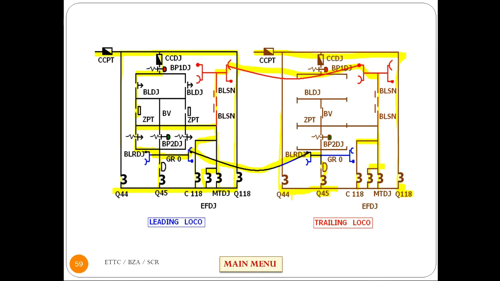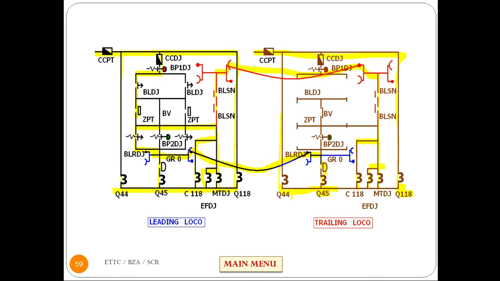Whenever you are pressing the BLRDJ, Q45 of the trailing loco is energizing at the same time when the leading loco Q45 is getting the supply. At the same time, trailing loco Q45 will energize and its NO interlock will close on trailing loco Q44. Whenever the interlock is closing on the Q44 branch, Q44 will energize through the trailing loco battery supply. Whenever Q44 of the trailing loco is energizing, its NO interlock closes on the common path of C118, EFDJ and MTDJ.